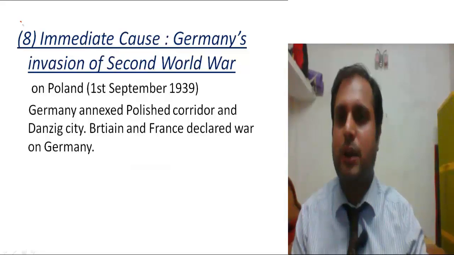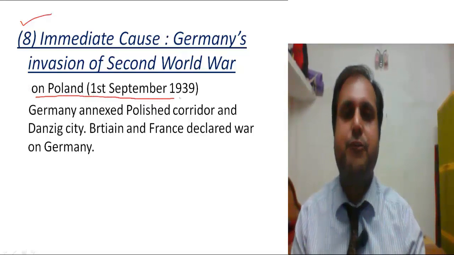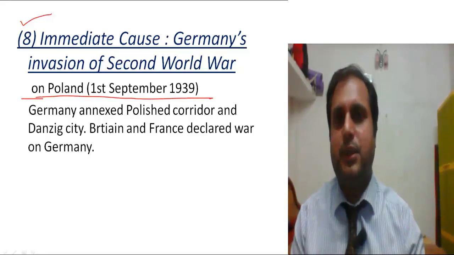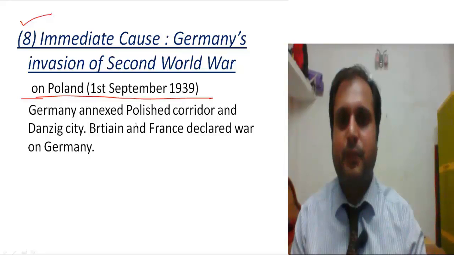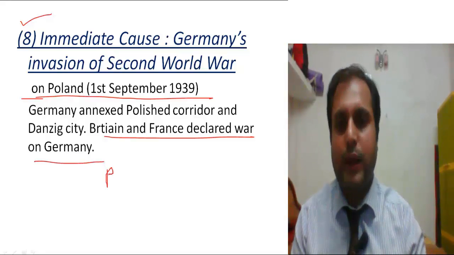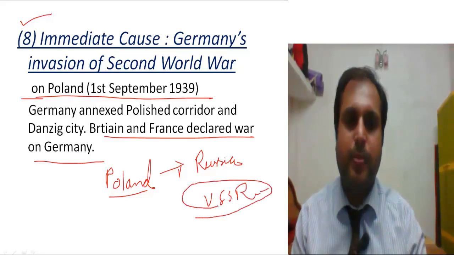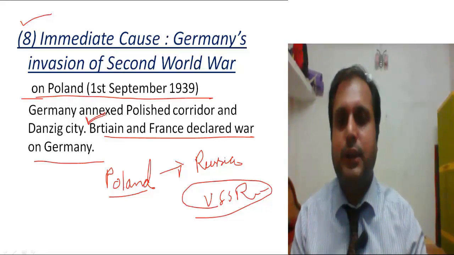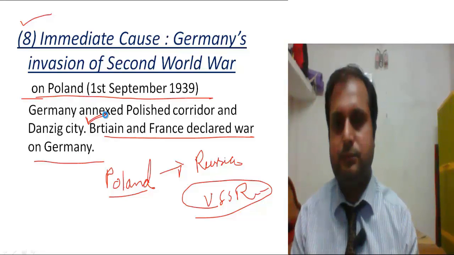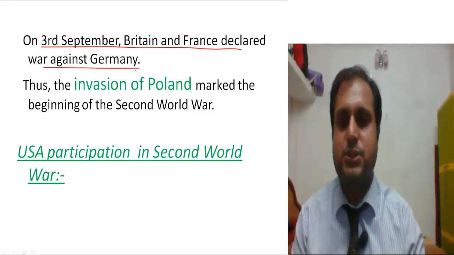Now let's talk about the immediate cause. At the very beginning we have understood, on 1st September 1939, Germany attacked Poland, and France and Britain declared war against Germany, because after capturing Poland, the USSR would be the next target. So Britain and France declared war against Germany on 3rd September.